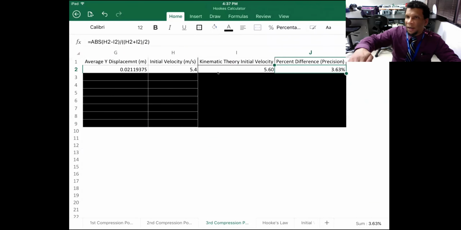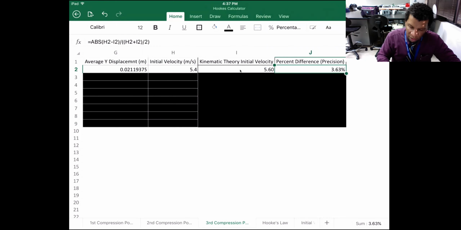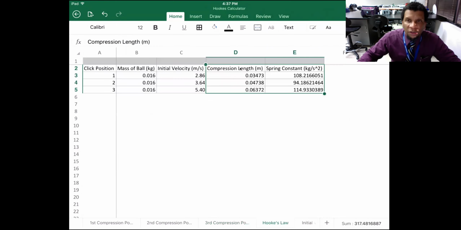We were figuring it out with kinematic equations. This is where you're going to get these kinematic theory initial velocities. Remember, you're going to get it from experiment number 5 and your midterm, your middle term experiments. So when you were finding the initial velocities. And now let's look at Hooke's law. Look at this. The velocities were coming over, and we are coming out with a spring constant that is 108, and then 94, and then 114.